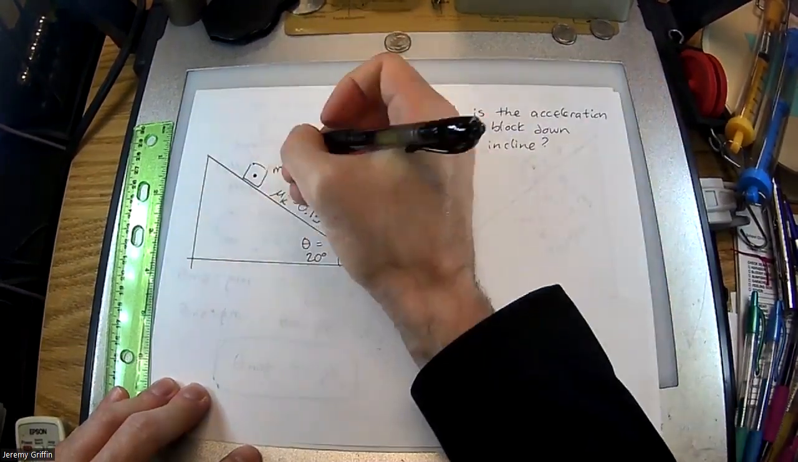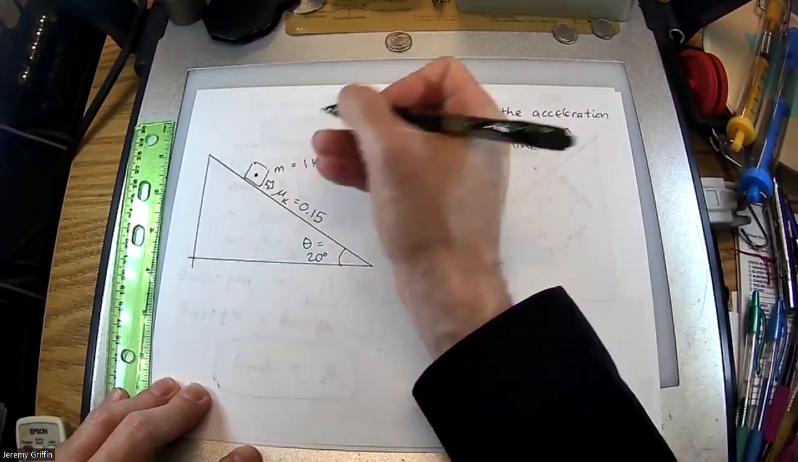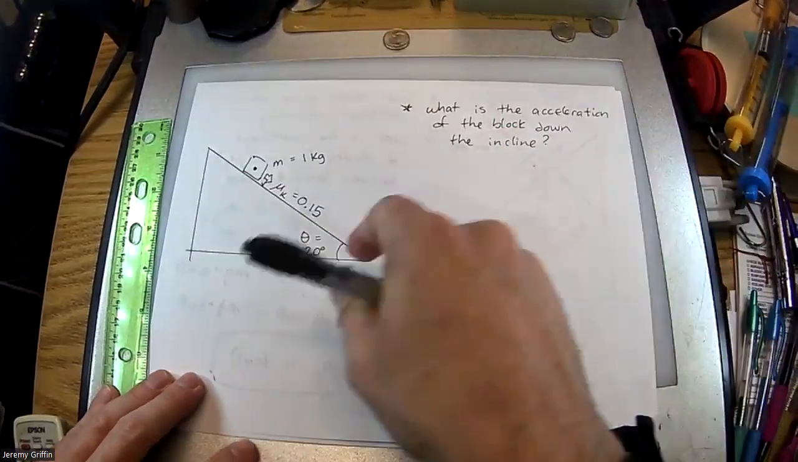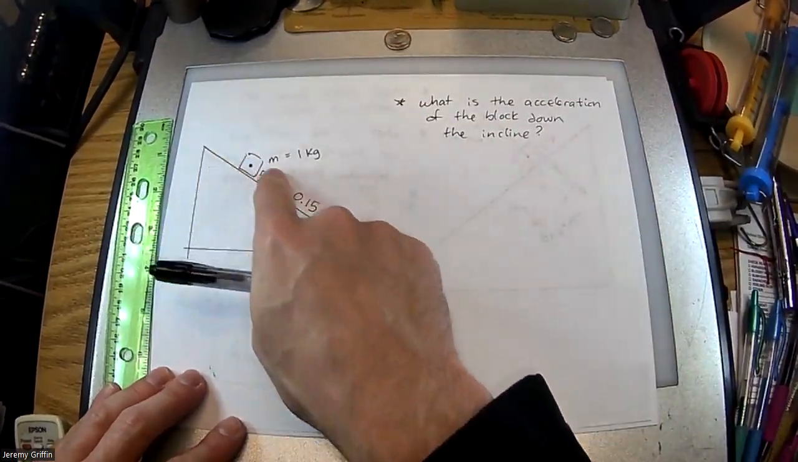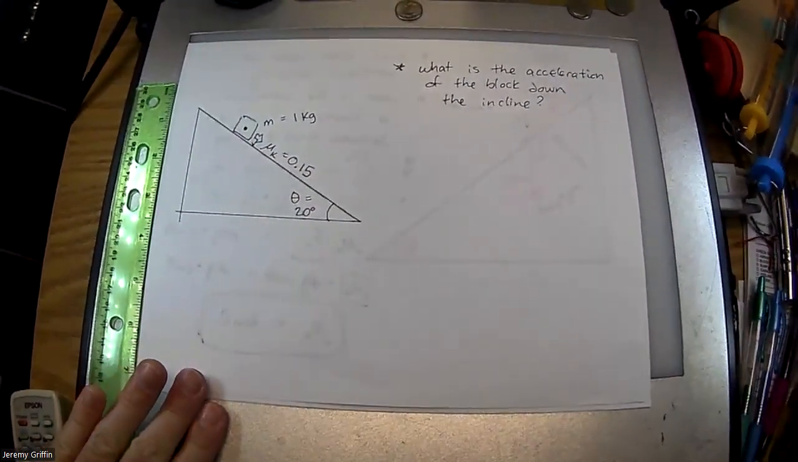Right. I guess it would help to know for context too. Let's have this block just sliding down this way, with some velocity, which won't be constant because it's accelerating, but it is sliding down the incline. What's the acceleration? Okay, you guys solve it. I'll solve it.